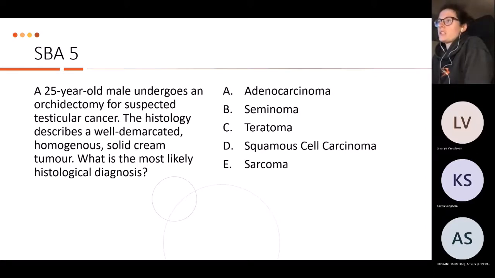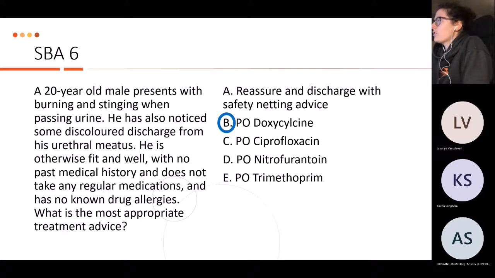Yep, correct. So seminoma classically has this description, also known as looking like a potato, apparently, if you're into histopathology. And third question.